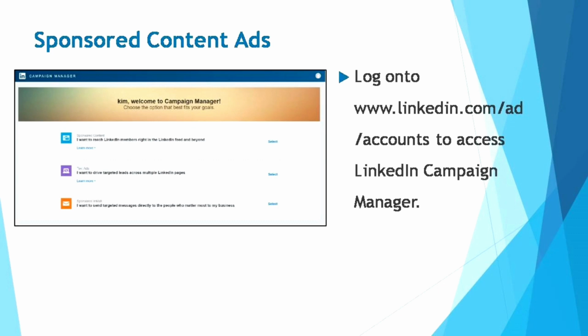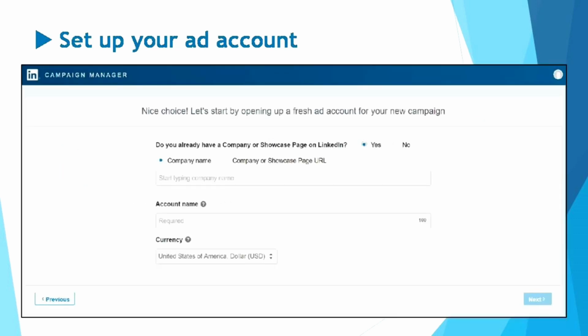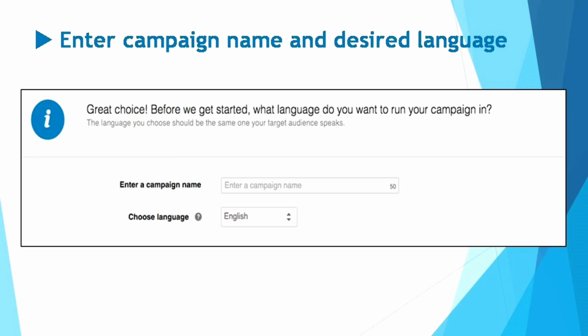Then you will be required to create an ad account for the campaign. To create an ad account, you will need to set up a company or showcase page. You can easily create it within your LinkedIn account, whereby it only takes a couple of minutes to fill in the required information, and you're done. Then add in some basic account information for your new campaign, your company name, your account name, and select your preferred currency. So now you'll be customizing your campaign, whereby you need to enter a name for your campaign as well as a desired language.